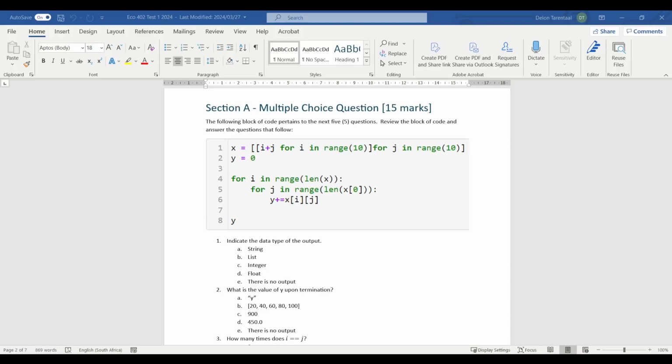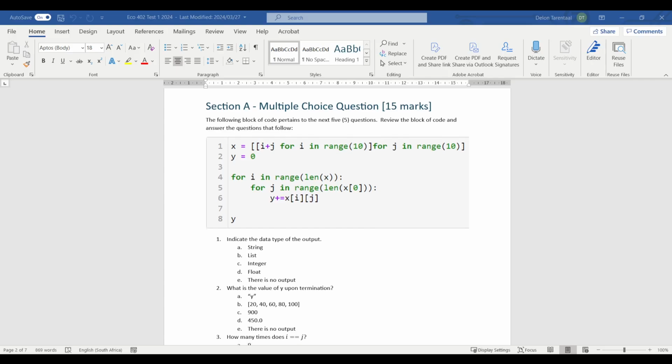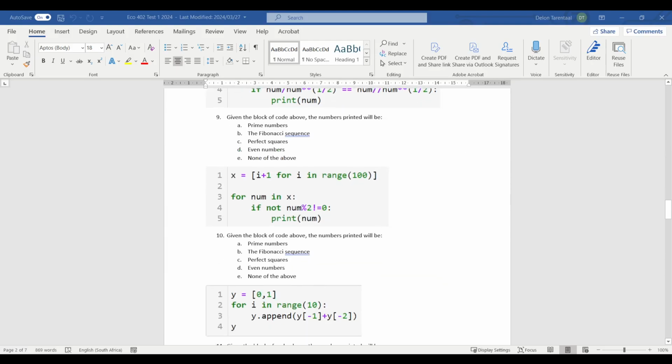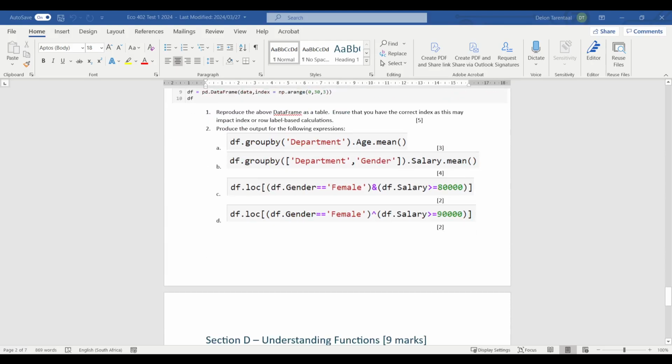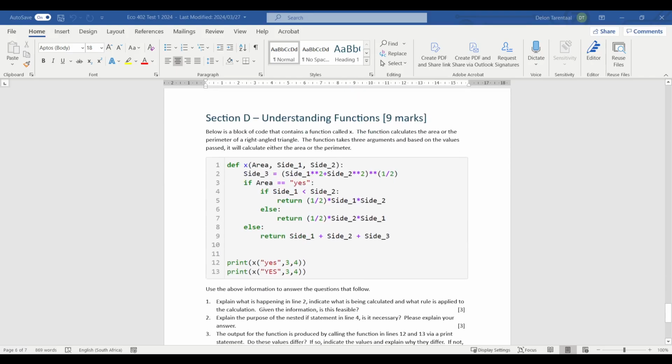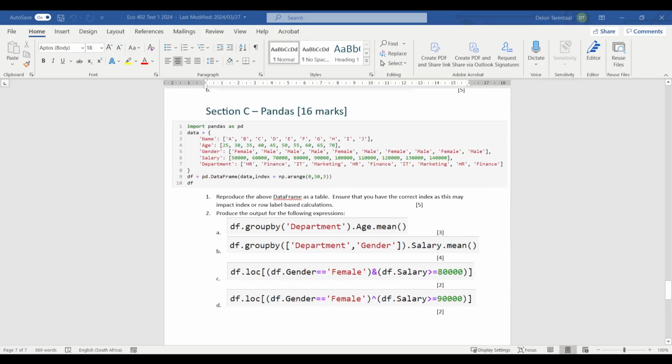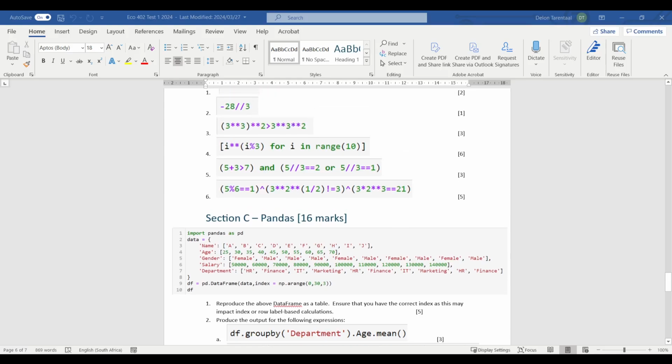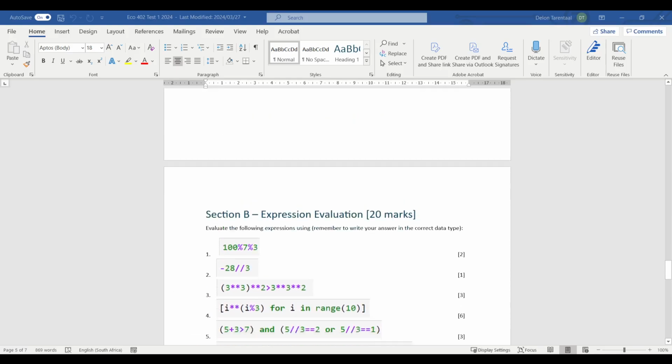Okay, so in the 2024 test, we have three sections: Section A, B, and section C and D. You guys haven't done section C yet, so I'm going to leave that out. All right, so just section A, B, and D.